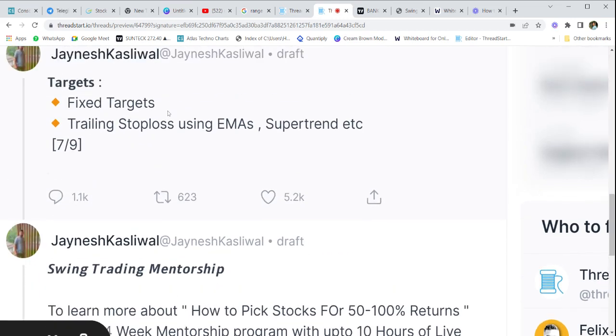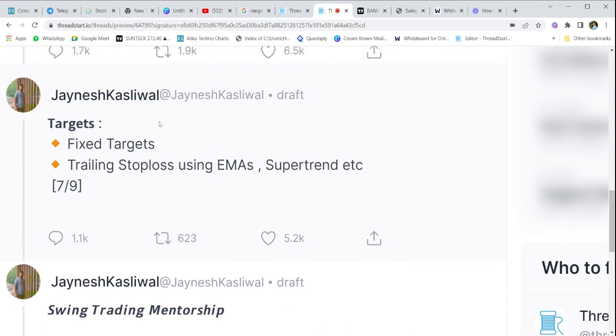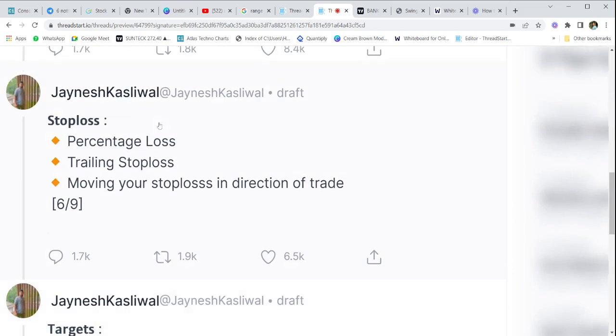The last and final thing that I'm going to talk about is target. Generally, we take trades based upon a fixed target, that is risk to reward ratio. If our risk is 1 rupee, we generally try to book profits at 2 or 3 rupees and more, right? So the risk to reward ratio has to be more than 1:1. Definitely, a preferable risk to reward ratio is more than 1:2 or 1:3, and you can use trailing stop losses, using EMAs and super trend in case of trending markets. So this is a 6-step guide on how to develop and design your trading strategy.